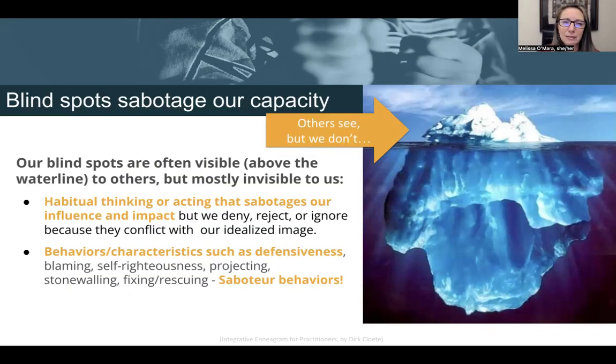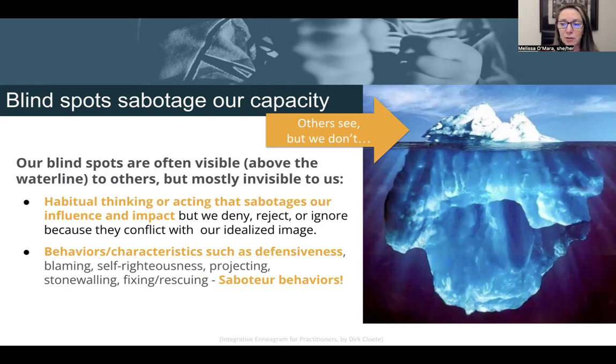Blind spots sabotage our capacity to intervene. And the interesting thing about blind spots is that they tend to be behaviors that others can see in us, but we don't see. We're unconscious of them ourselves. So habitual thinking or acting that sabotages our influence and impact really can hurt our ability to intervene.